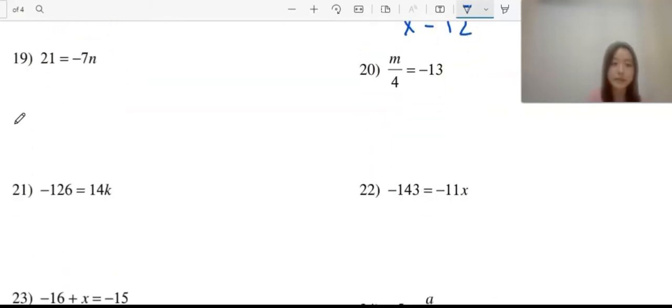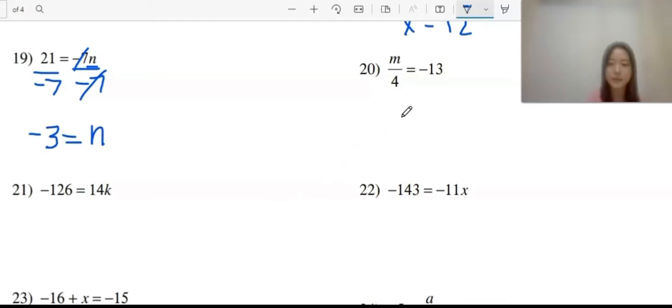We look at number 19. 21 is equal to negative 7n. So in this case, negative 7 is multiplied to the variable n. We want n by itself. We want to undo the process of multiplying negative 7 to n. So we would have to divide it. Remember, we also do it on the other side. So negative 7 cancels out, and 21 divided by negative 7 is negative 3. So negative 3 is equal to n.